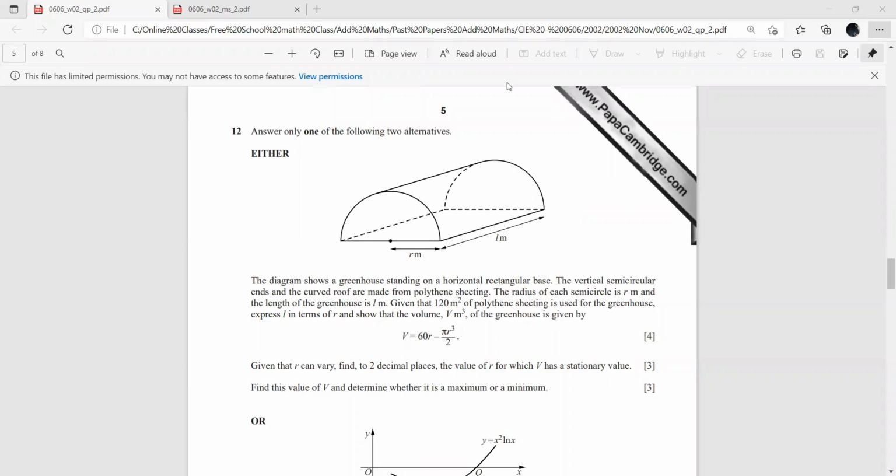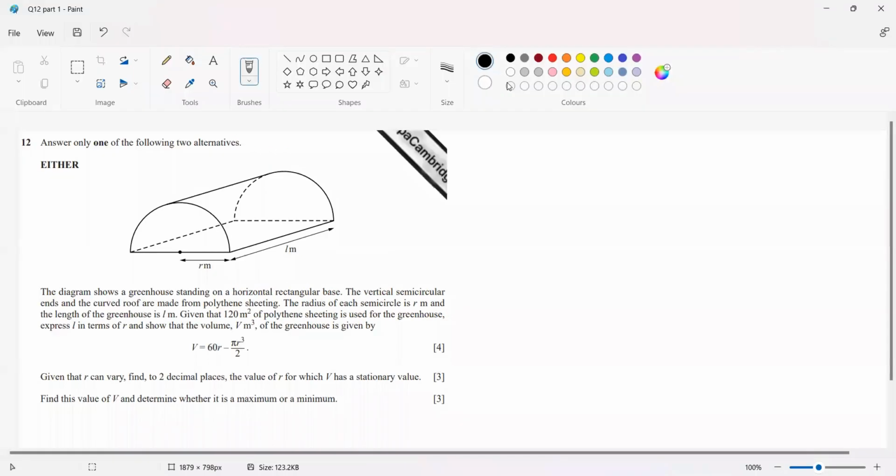Let's begin with question number 12. There are two questions. We choose one option, but we'll discuss both. Okay, let's move it to a whiteboard, please, and begin on it.